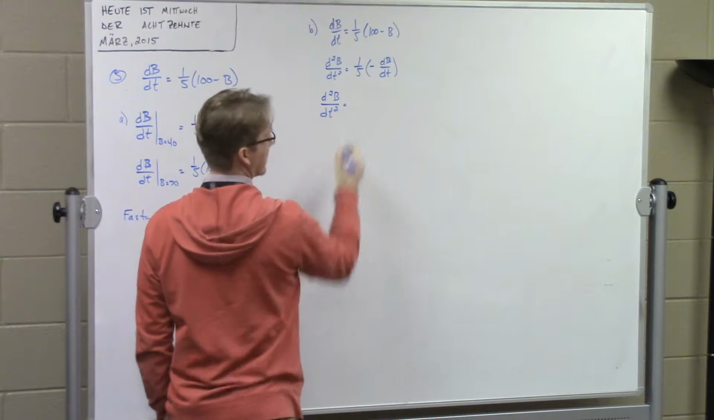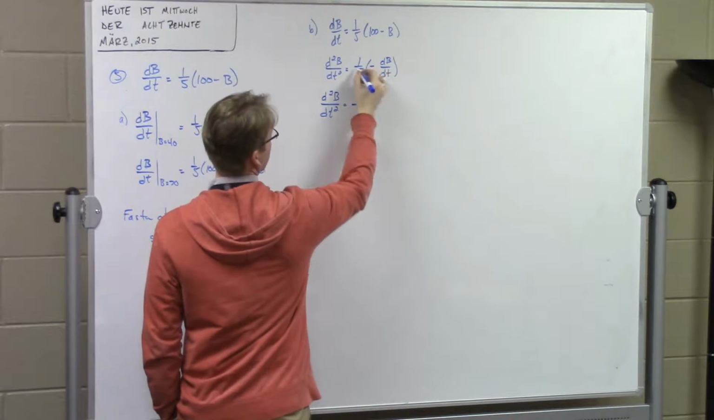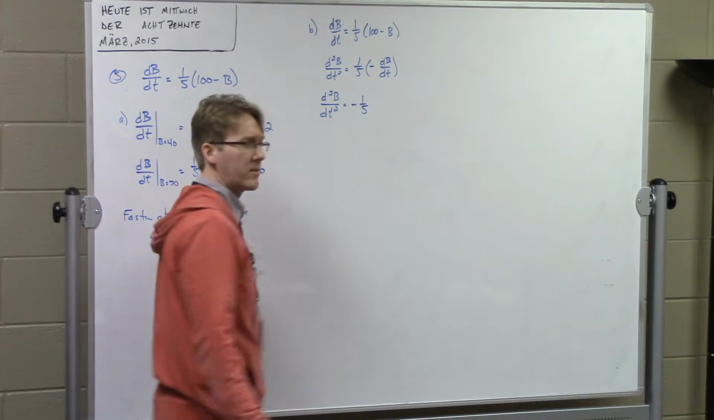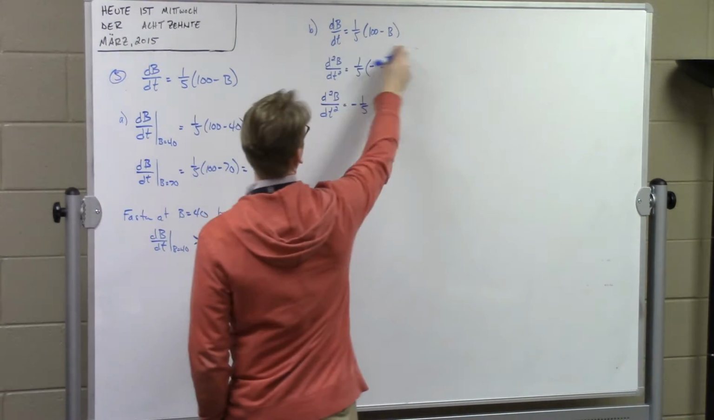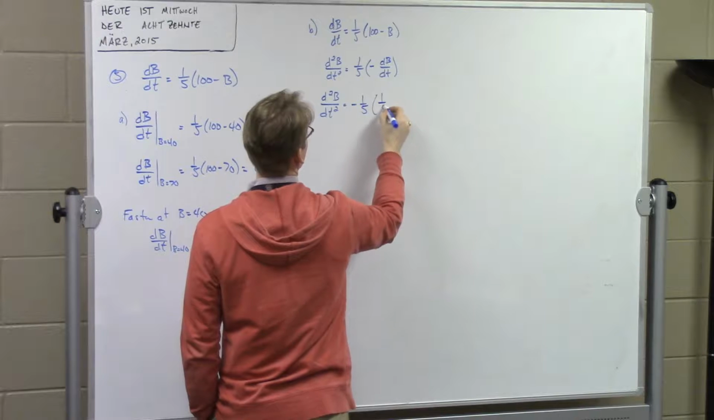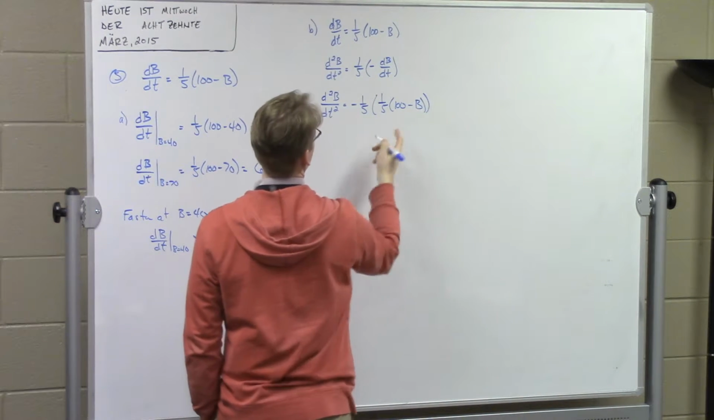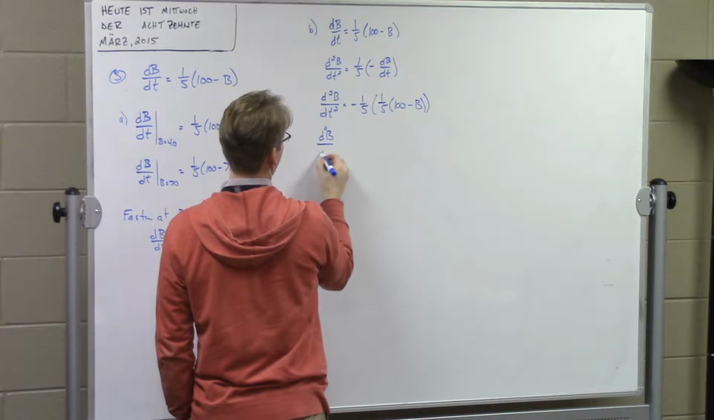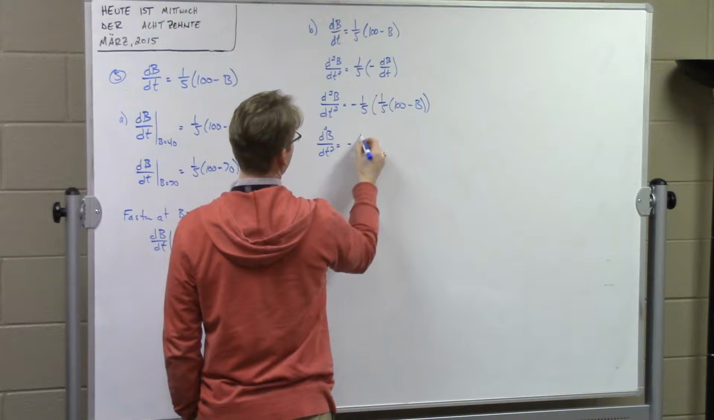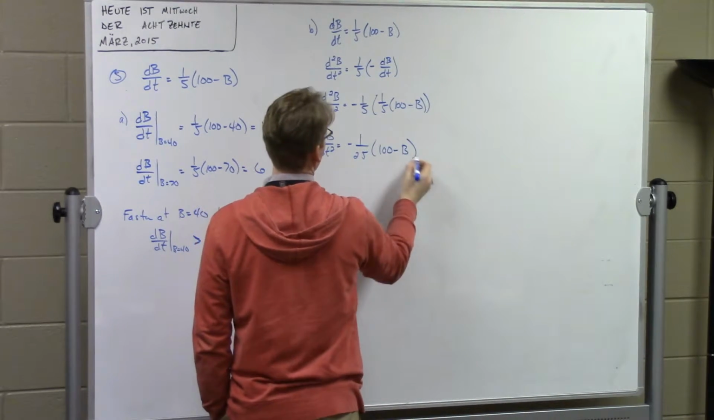I haven't put it in terms of B. Negative 1/5, that's easy. Oh, dB/dt is 1/5 (100 minus B). Look at that, there's B. So this is pretty much implicit. That's exactly what dB/dt was. So the second derivative is going to be negative 1 over 25 times (100 minus B).